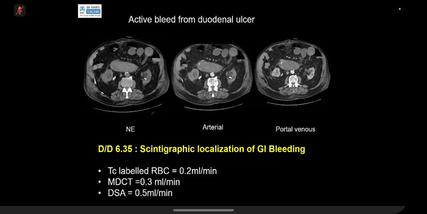Food can be high density. A tablet can be high density. You are not sure if it is bleed. So you have to have triple phases. You see, this patient has a non-enhanced phase.